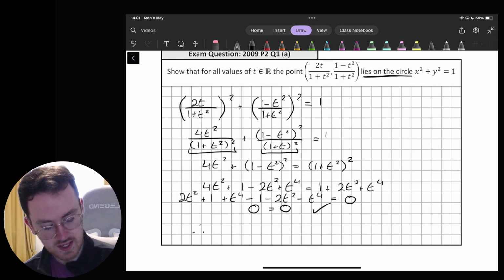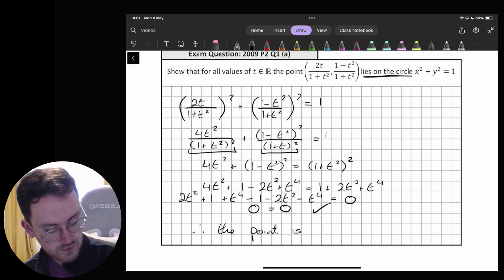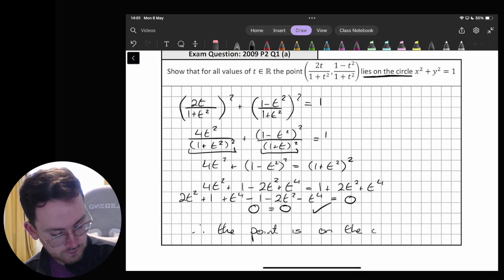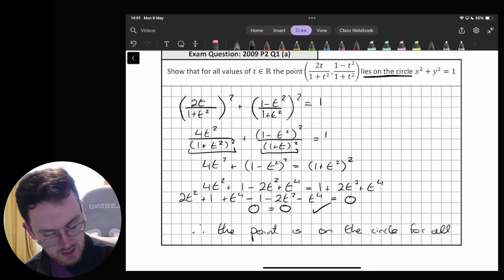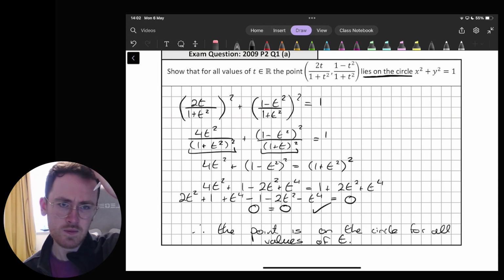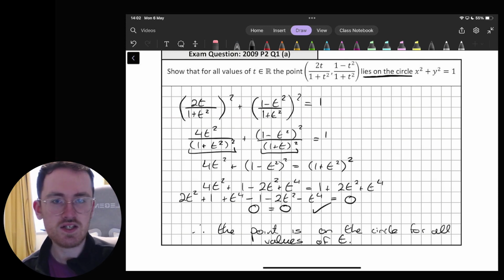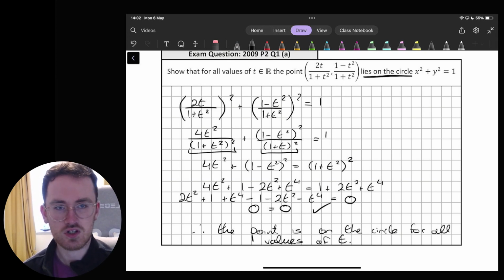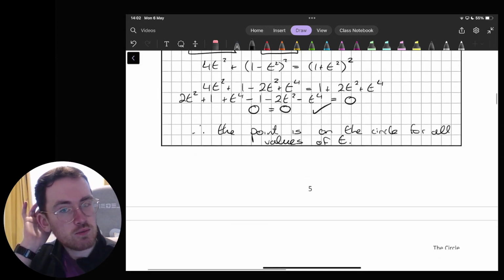And that shows us that the point is on the circle for all values of t, which is what we wanted to show. So no matter what t is, that point is still going to be on the circle. We weren't actually asked to find out what t is, we're just asked to show that no matter what t is, that point is going to be on the circle. So just a matter of subbing it in and using what we know about a point being on the circle.